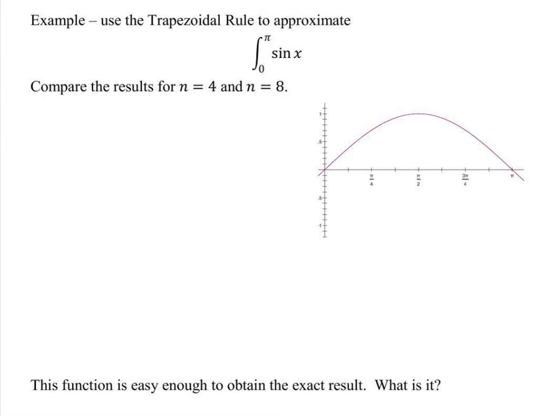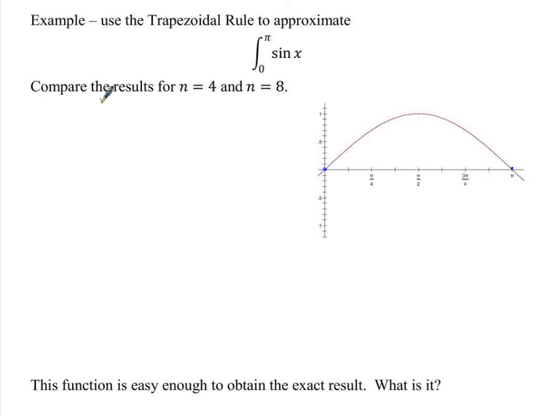All right, so for example, use the trapezoidal rule to approximate the integral from 0 to pi of sine x. Just an example. We want to try to use the trapezoidal rule here. So we're going from 0 to pi, finding the area under the curve there. This is a simple enough function, we could do this the normal way, but just for example. Then, compare the results for n equals 4 and n equals 8.